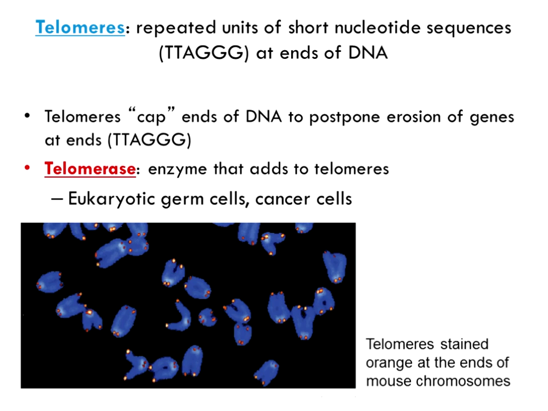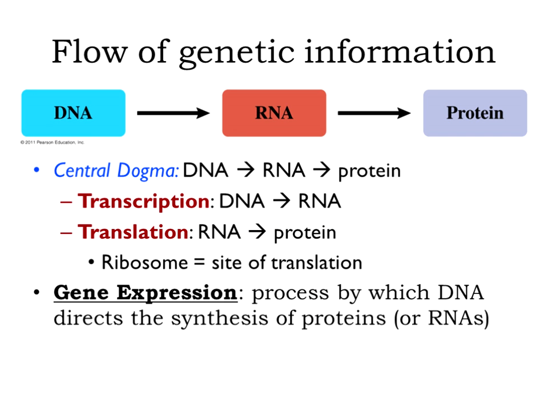So telomerase is an enzyme that adds telomeres, and this happens in germ cells, which are the cells that become our reproductive cells. And also cancer cells will have excess telomeres, allowing them to continue to grow and invade. So you can see in this little picture here, these are mouse chromosomes, and the telomeres have been stained orange at the ends of these chromosomes. You can see the little orange pieces.